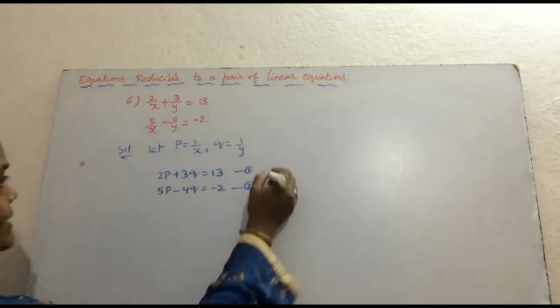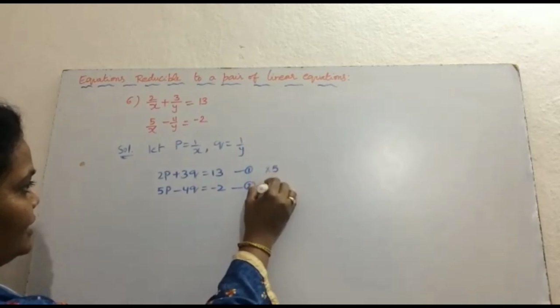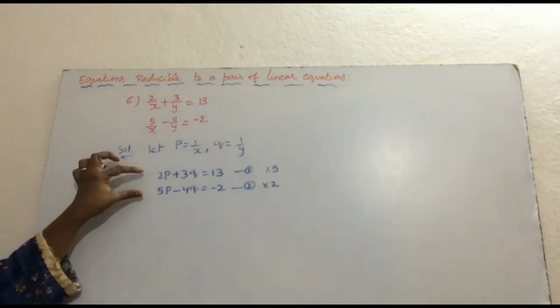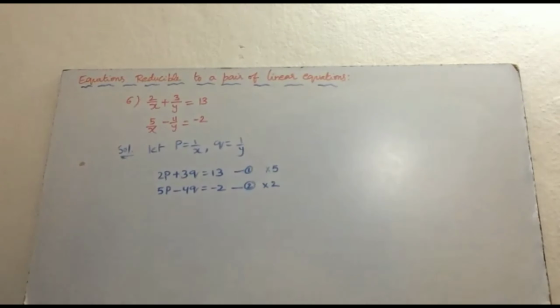I will multiply this equation with 5 and this equation with 2. Then we will get both the coefficients of p equal. Now the first equation becomes 10p plus 15q equal to 65, and the second equation becomes 10p minus 8q is equal to minus 4. Now subtracting these two equations, we will get minus, plus, and here plus.